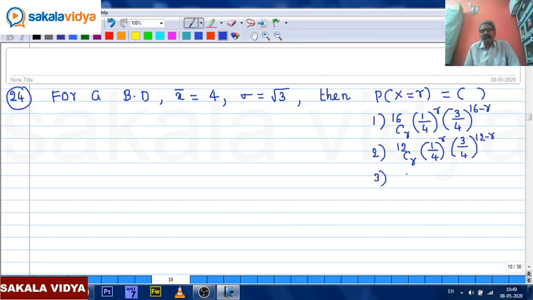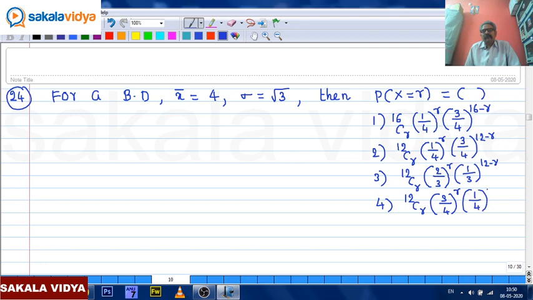Third one, 12 CR, 2 by 3 all to the power of R, 1 by 3 all to the power of 12 minus R. Fourth option, 12 CR, 3 by 4 all to the power of R, 1 by 4 all to the power of 12 minus R. This is the problem, right now.